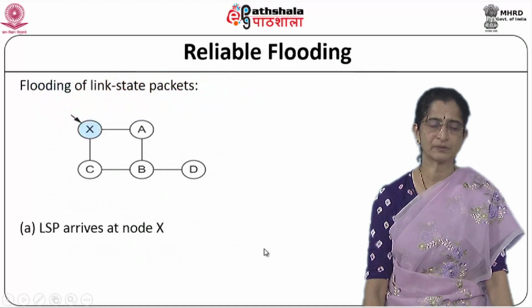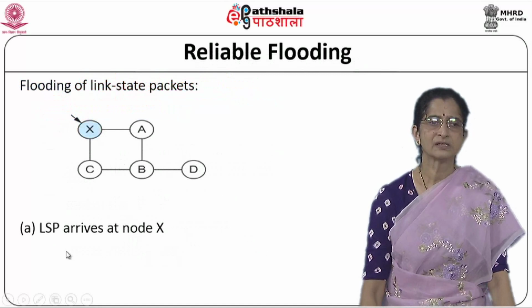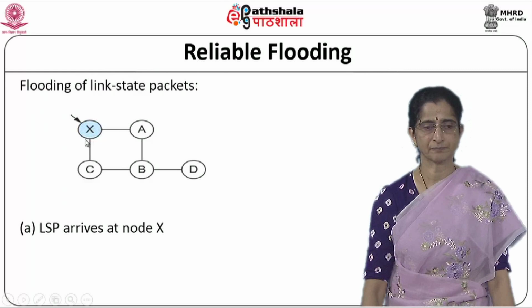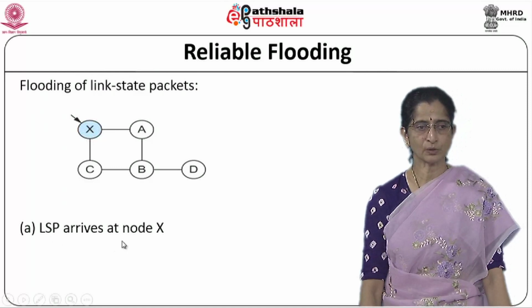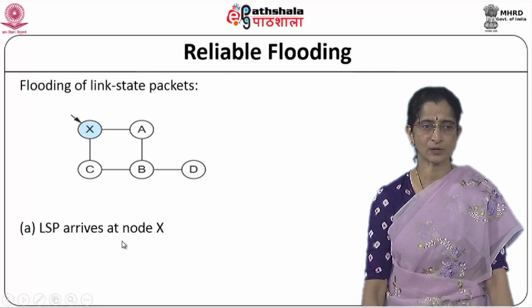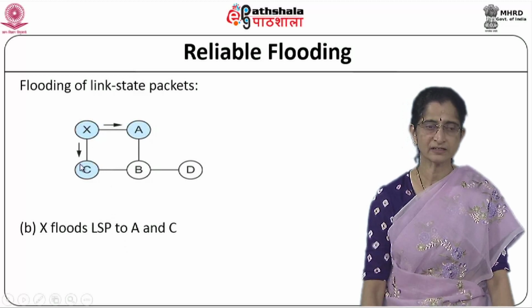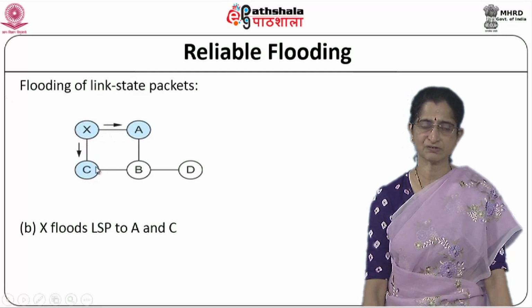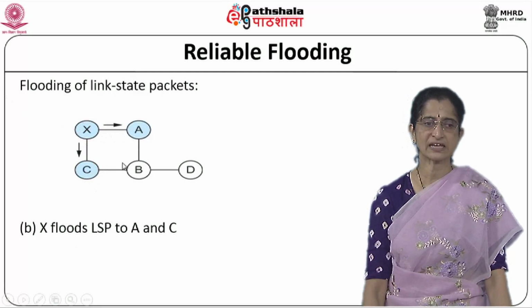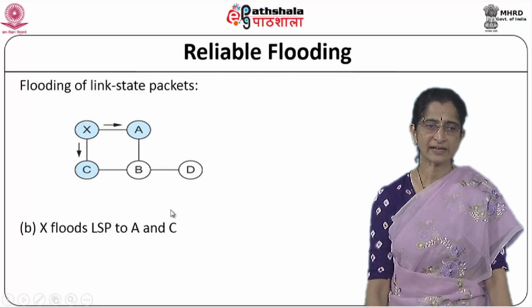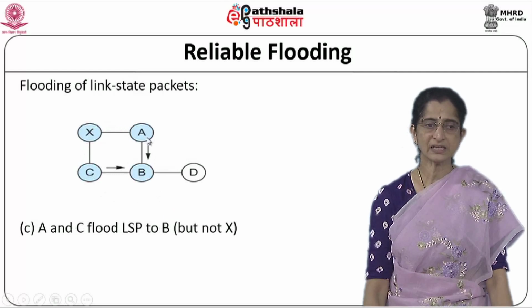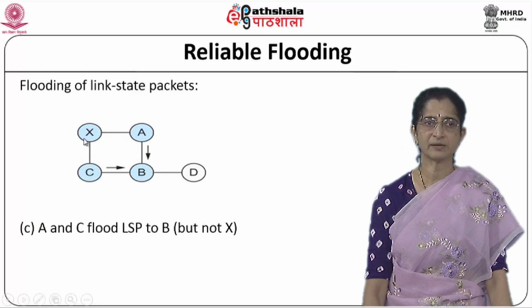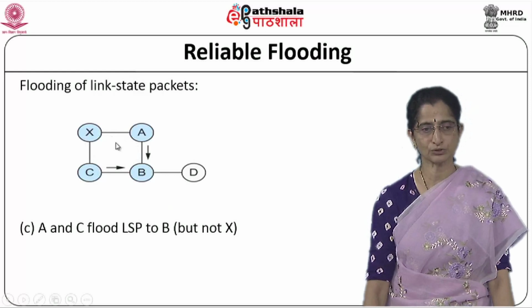We will just take an example to see how that exactly happens. Let us say, for instance, an LSP packet arrives at node X. What is the next step? What is it that X now has to do? X will have to send it to A and C, not back on the path through which it received it, but only to A and C, which are its other neighbors. So X floods this LSP to A and C, and what will A and C now do? A and C will send it to B. Remember that A and C will not send it back to X because they received the packet from X. So both of them send it to B.